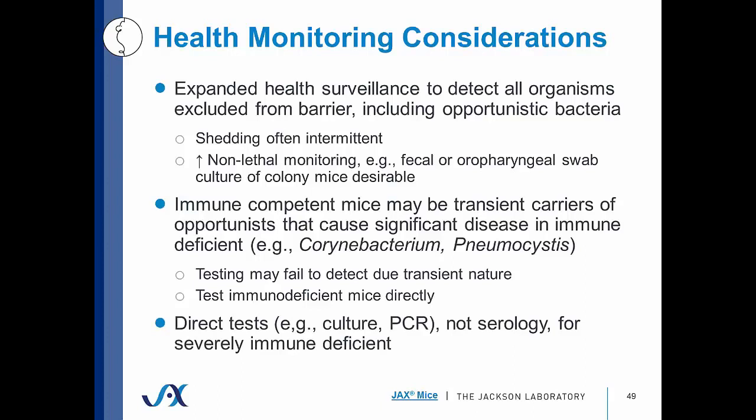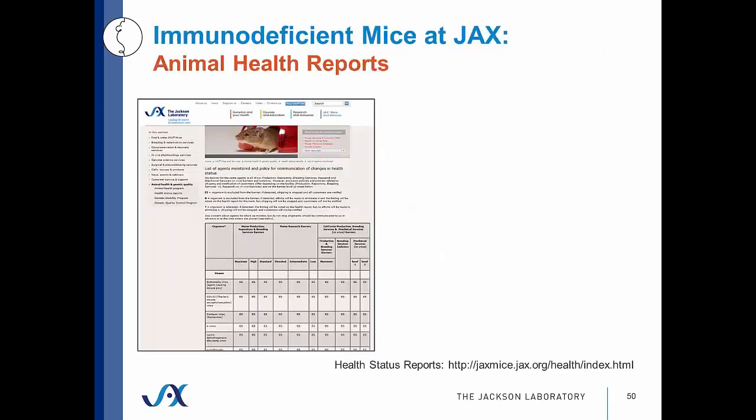And finally, sometimes direct testing, whether that be culturing or using PCR and not serology, for severely immunodeficient mouse models is incredibly important because these, especially NSG mice, do not produce antibodies because they lack B cells.